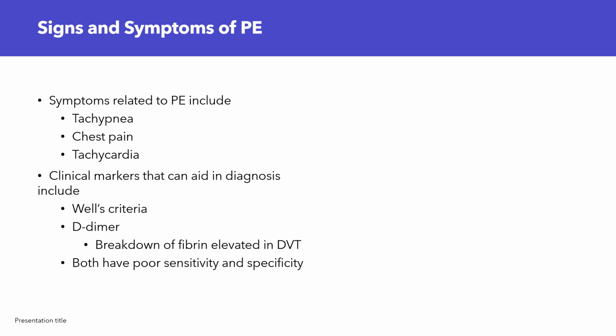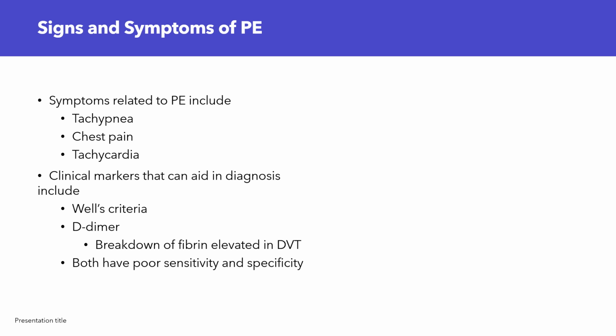In addition, we can do some clinical markers that will aid in diagnosis or in the risk-benefit decision when physicians are ordering a DVT or considering to order a DVT. One of the things that they can review is something called Wells criteria, which we're going to go over on the next slide. The other is a D-dimer. So D-dimer is a serum test that can measure the breakdown of fibrin, and the breakdown of fibrin tends to be elevated in DVT. So with an elevated D-dimer, that indicates a risk of DVT.